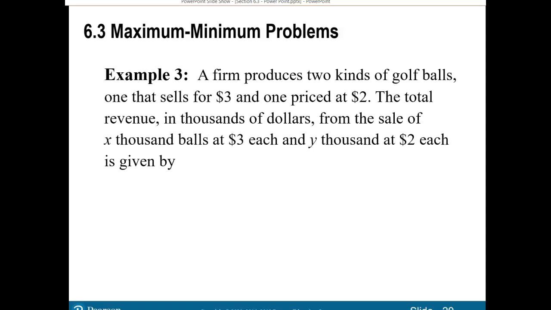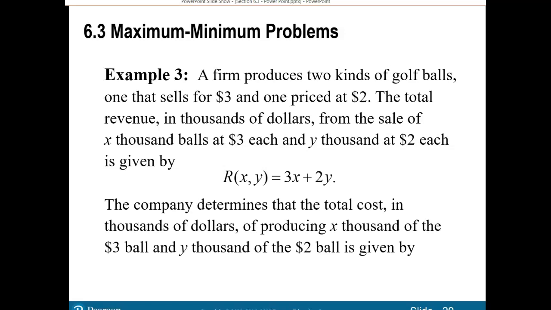All right, so here's an application problem. A firm produces 2 kinds of golf balls, one that sells for $3 and one priced at $2. The total revenue in thousands of dollars from the sale of x thousand balls at $3 each and y thousand at $2 each is given by this function, R of xy equals 3x plus 2y.